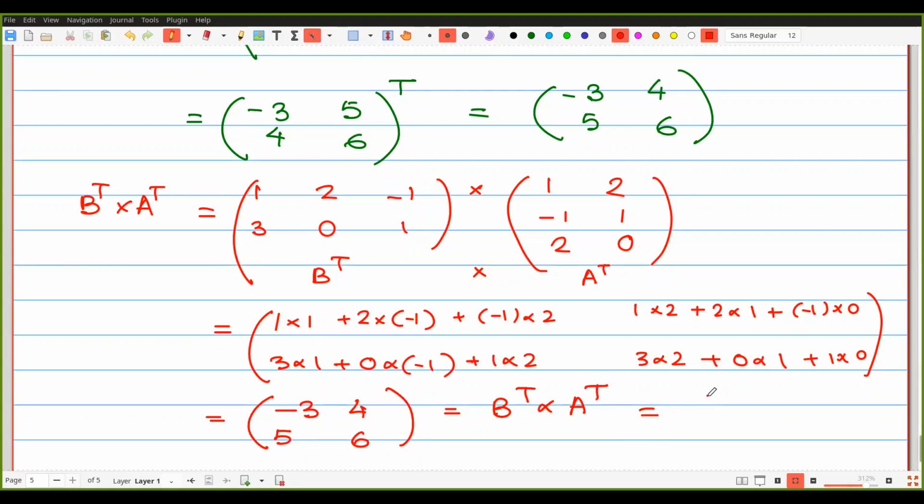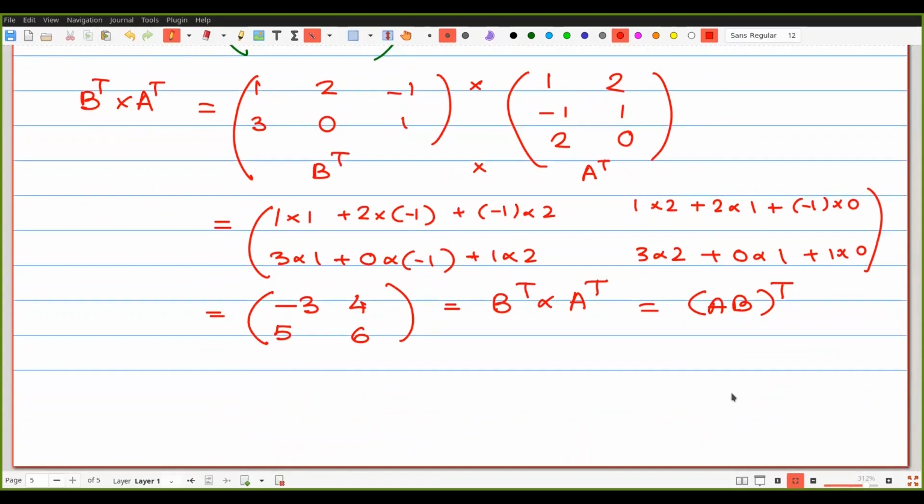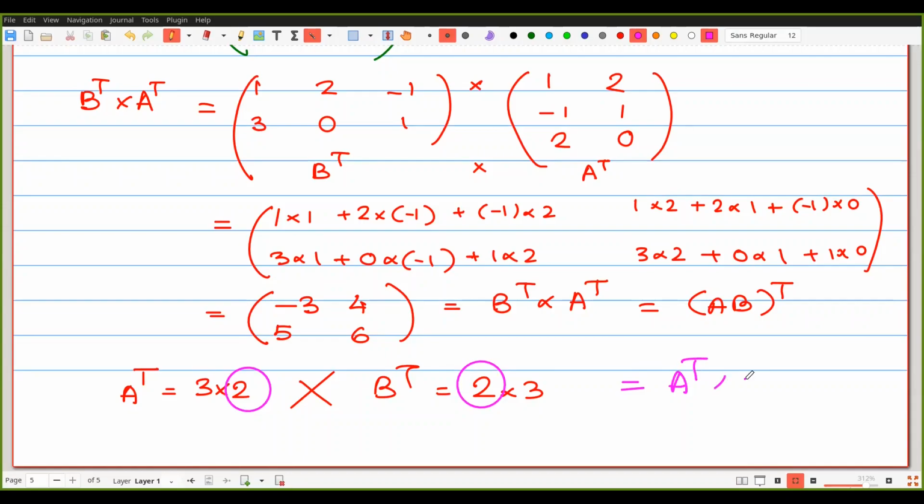That one is equal to also (A into B) whole transpose. Let's check what is happening with A transpose into B transpose. A transpose, that means the order is 3 cross 2. With B transpose, that means 2 cross 3. Multiplication is possible, but whatever we are getting, A transpose cross B transpose is equal to 3 cross 3 order. So both are not equal. So always (A cross B) transpose is equal to B transpose into A transpose, not A transpose into B transpose.